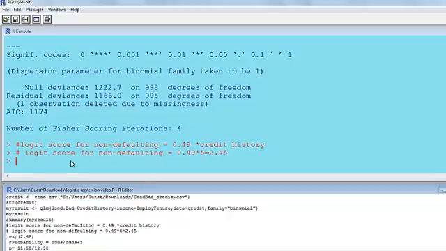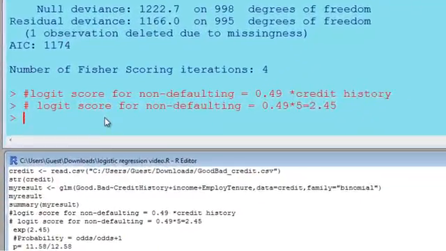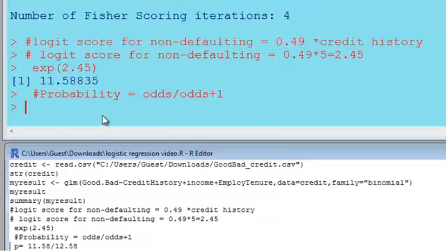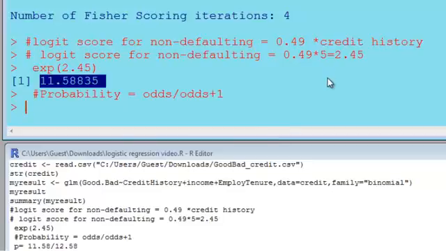Let's say a person has a credit score of 5. Then for that person the logit score for non-defaulting becomes 0.49 times 5, which gives us 2.45. So this is the logit score. Now to obtain odds from the logit score, we can exponentiate it. If we exponentiate 2.45, the value we get is 11.58. So you can see the value we are getting. This is the value of the odds.